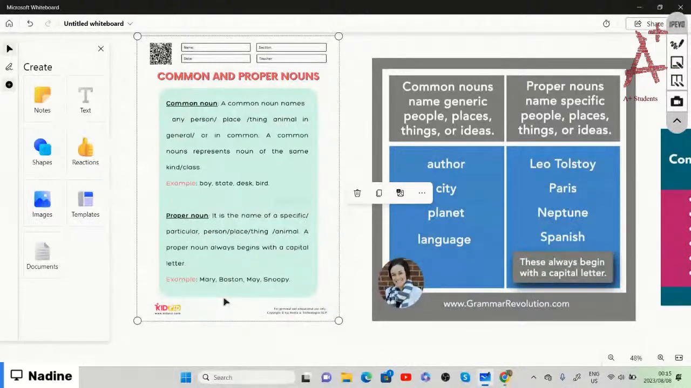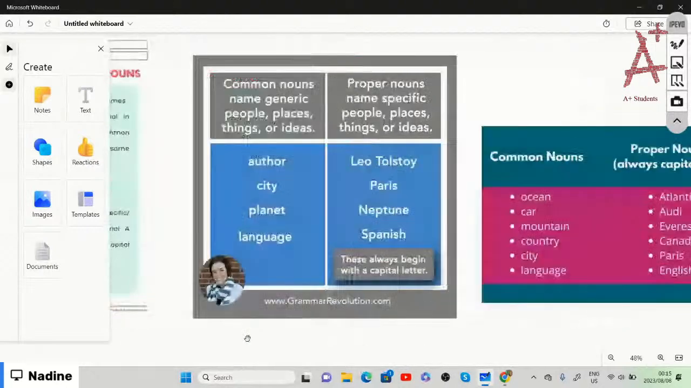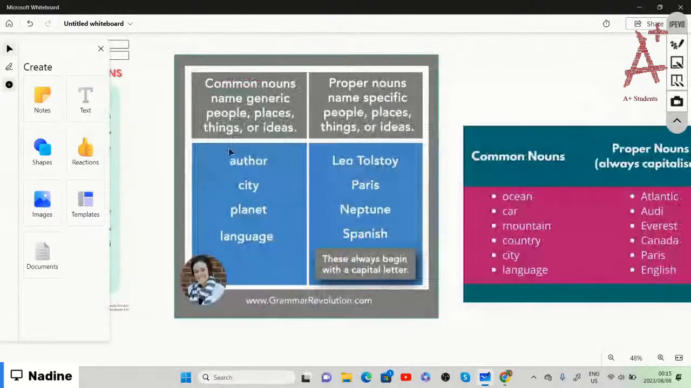Boston, May, Snoopy, right? Snoopy is the name of the animal, so it is specific. That is what common and proper nouns are. Once again, here we have the meaning of common and proper nouns with some examples. Common nouns name generic people, places, things, or ideas, and proper nouns name specific people, places, things, or ideas, and a proper noun always begins with a capital letter.